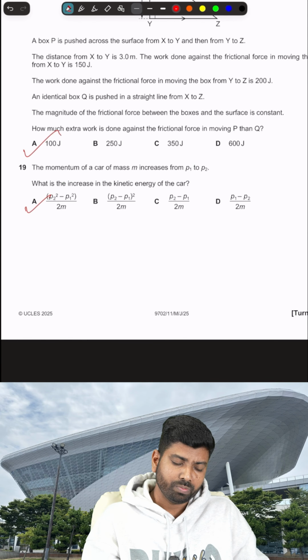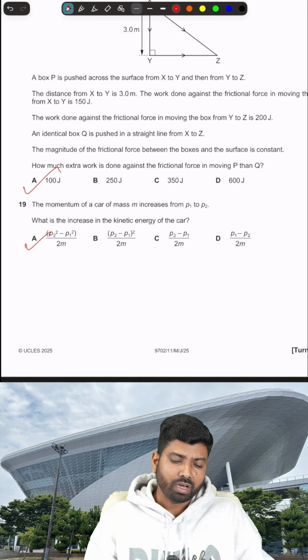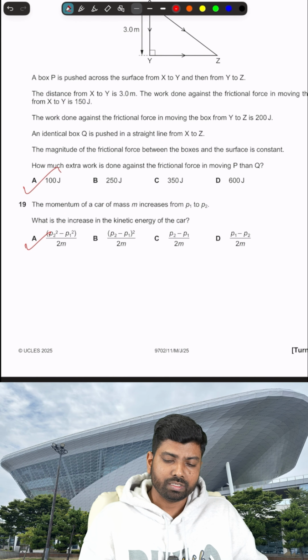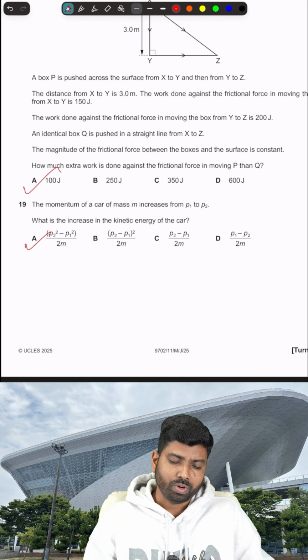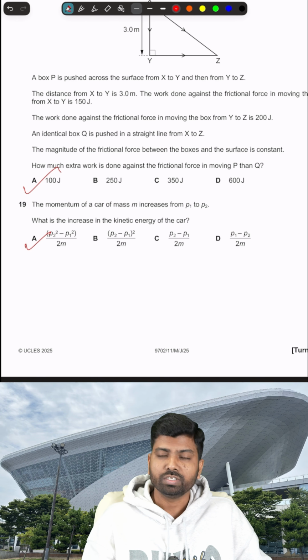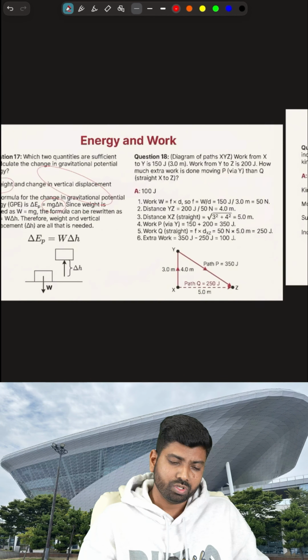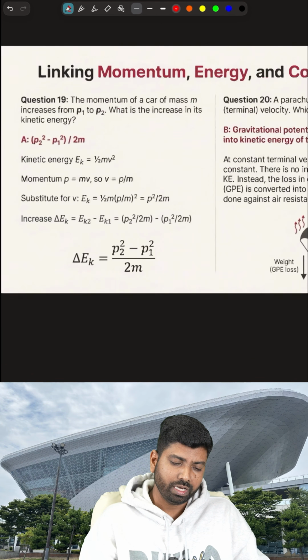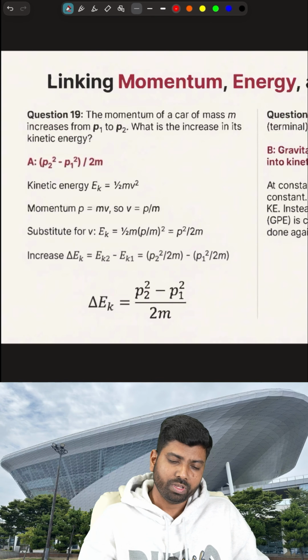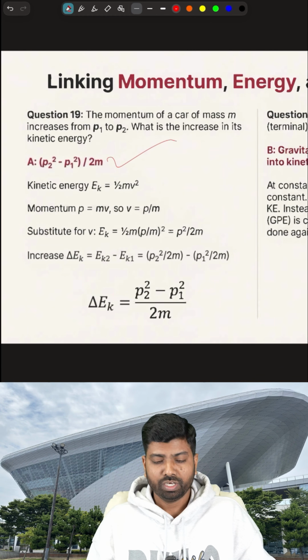Now look at question number 19. The momentum of a car of mass m increases from P1 to P2. What is the increase in kinetic energy of the car? So then I want to show you the answer here. Question number 19, option A will be the right answer. Then my explanation is here.